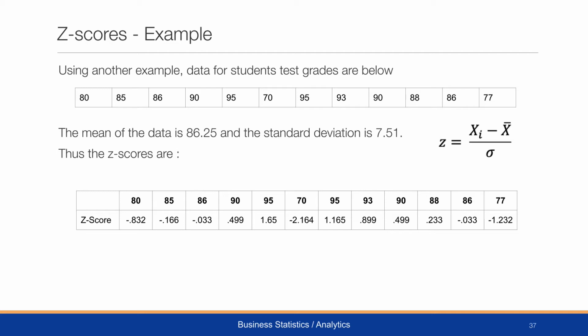And you can do this for each one of these items. The one that's closest would be the 86 over there to the right, and in the third one, we have -0.033. It's slightly less than the mean, which was 86.25, but it's close enough to 0. And that's what we would indicate it as. It is very close to 0. In the case of 70, we're almost 2 standard deviations to the left. In the case of 95, we're 1.6 standard deviations to the right.